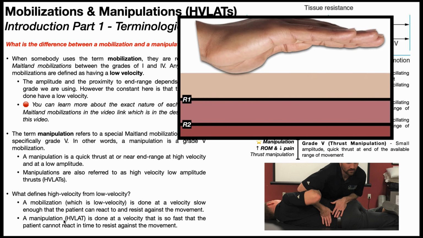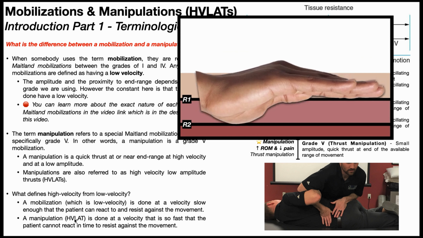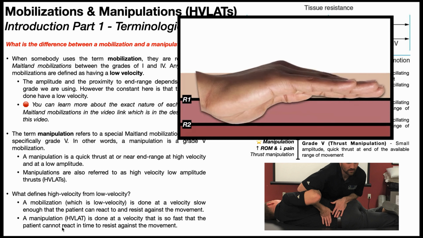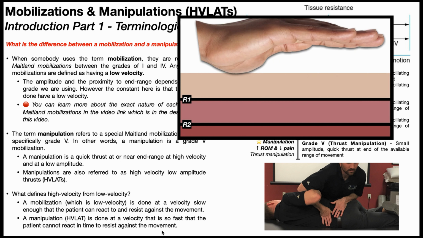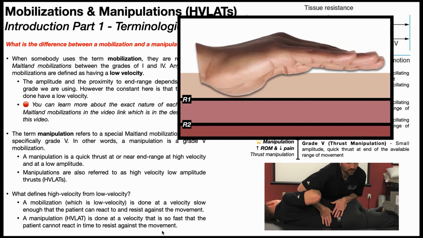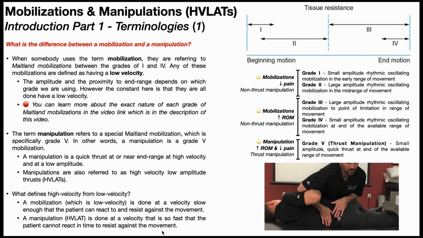And a manipulation, or HVLAT, high velocity, low amplitude thrust, is of course done at high velocity, that's the HV, and it's done at a velocity so fast that the patient cannot react in time to resist against the movement. It is true the patient can be pre-guarded, and this is why you need to give appropriate education to get the patient to relax their muscles enough to actually get the thrust. But once the thrust is initiated, it's so fast that the patient cannot react in time to activate their guarding muscles to resist against the movement.